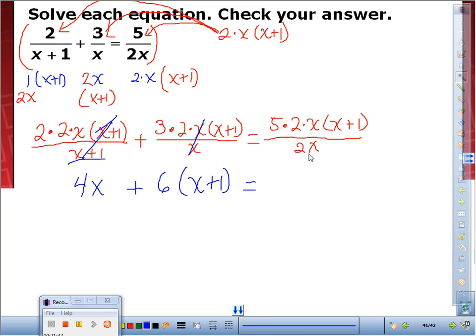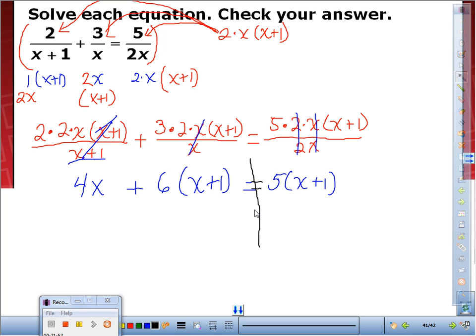Do you see a giant 1 here? What is it? The 2 and the x. So we're left with 5 times x plus 1. Does this look familiar? Yes. Draw your line down the equal sign.